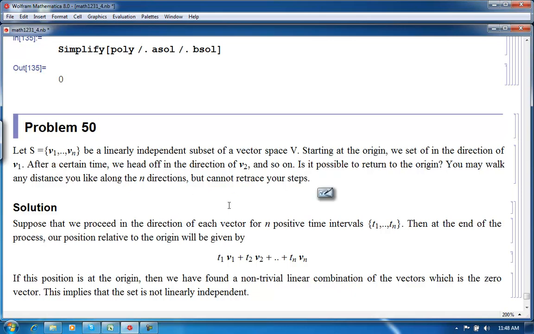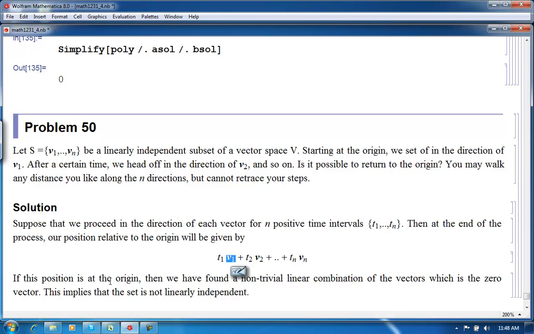Okay, so the answer is, suppose we proceed in the direction of each vector for n positive time intervals, t1 up to tn. Then at the end of our process, our position relative to the origin will be t1 times v1. That's if we allow these vectors to represent velocities. And then plus t2 v2 plus and so on up to tn vn.